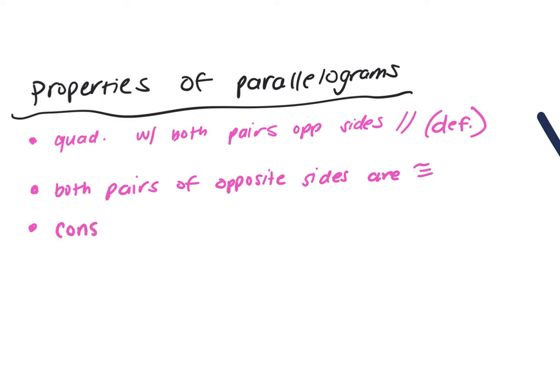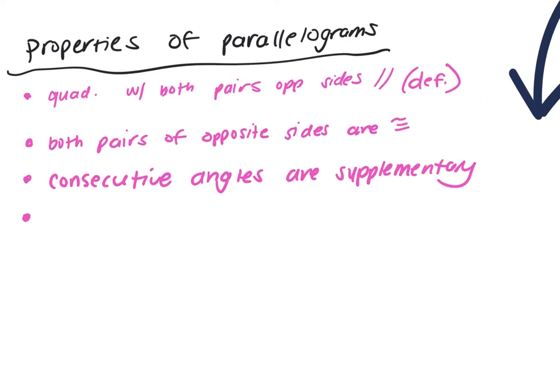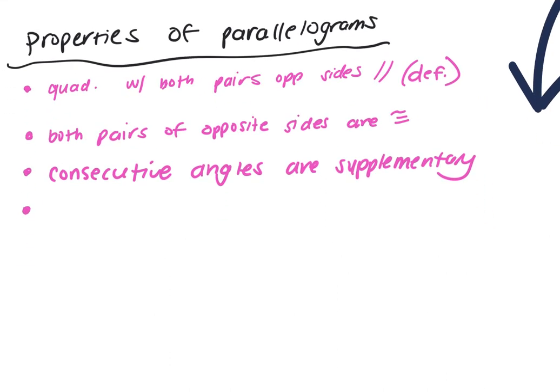Okay, so consecutive angles are supplementary. What else? Opposite angles are congruent. What else? When you draw a line from each opposite angle, they bisect. So diagonals bisect each other. Good.